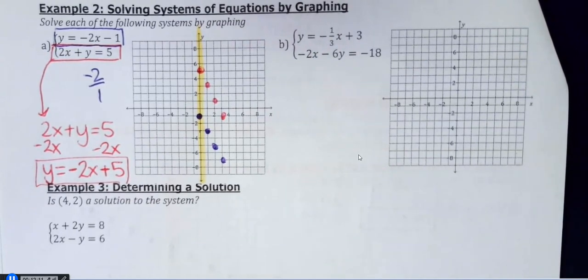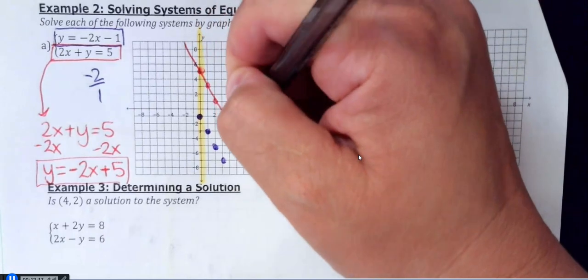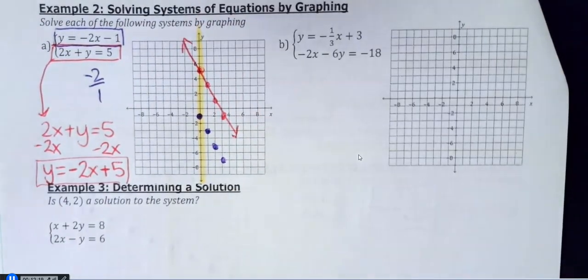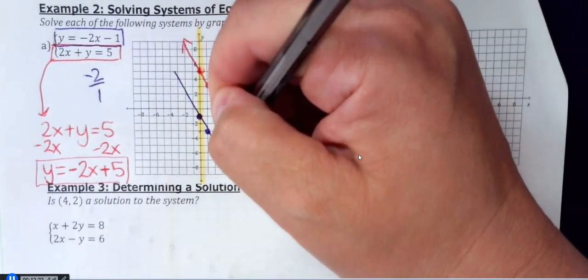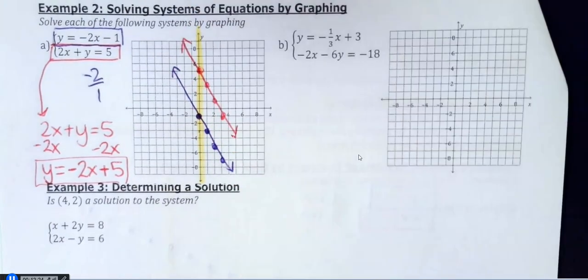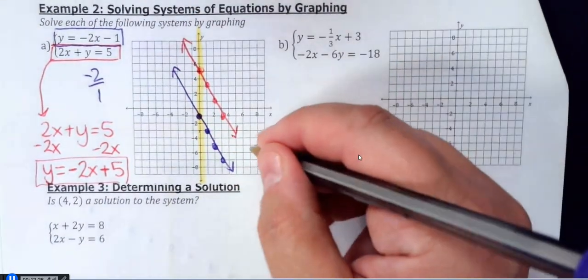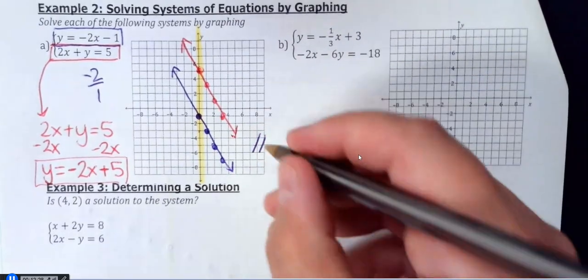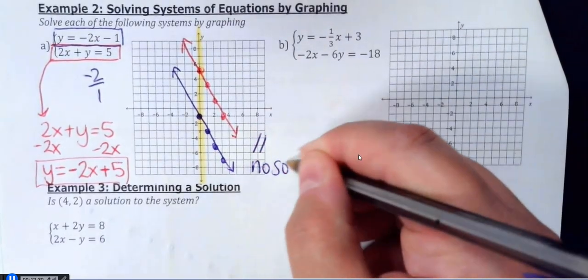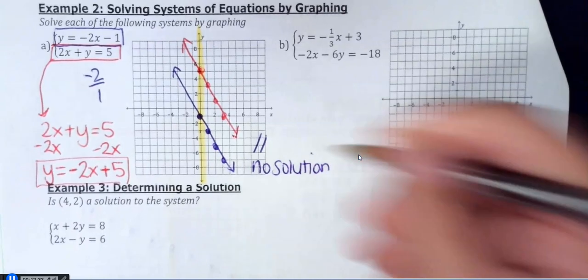No solution, because they are parallel. If you have the same slope, which I do here, they're both negative 2, and my y-intercepts are different. One y-intercept here was negative 1, the other one was 5. These are parallel lines, so I'm just going to write these are parallel, so there's no solution. They would never run into each other.